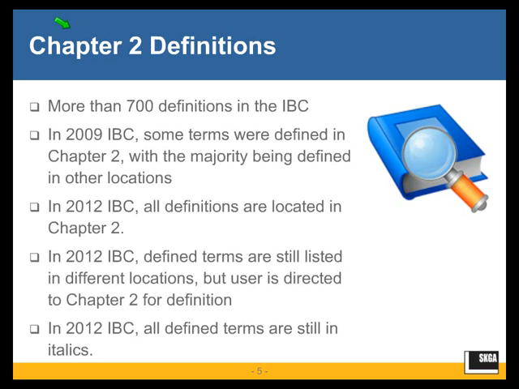Now, how do you know if a term is defined in Chapter 2? Well, it's shown in italics in the IBC. So anytime you see a word in italics, with the exception of modifications found in Chapter 19, the concrete chapter, that term is defined in Chapter 2. And it's different from the 2009 IBC in that we did find definitions sprinkled throughout the different chapters, but now they've all been relocated to Chapter 2.